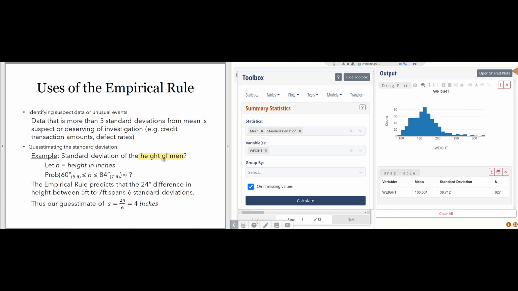So, if we estimate what we think the range of heights of most men is, we can then just divide by 6 to get an estimate of the standard deviation of heights of men. And I know this seems kind of magic, but it's a very good first guess at a standard deviation for something. All right, so let's suppose we decide that the vast majority of men are 5 feet or taller.